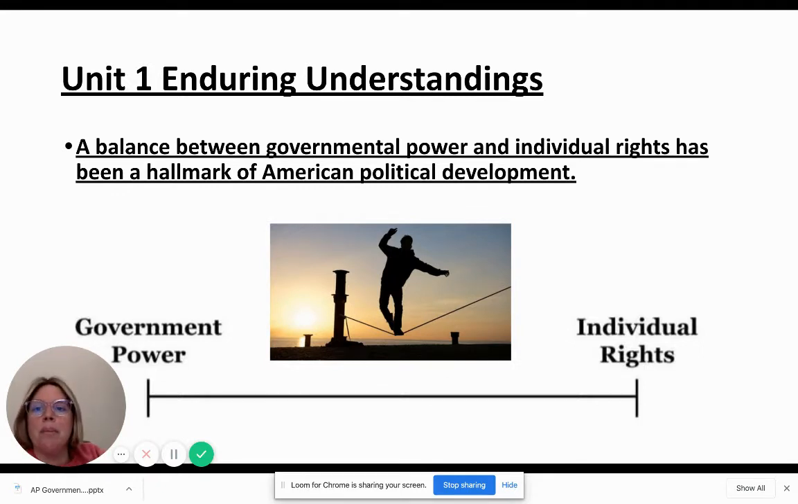So the enduring understanding is a balance between governmental power and individual rights, has been a hallmark of American political development. So I have like a balancing act there, as you can see in the visual, because it's a fine line that the government walks and that we walk as well. How many rights should we have? And when is it okay for the government to say, you can't do that?